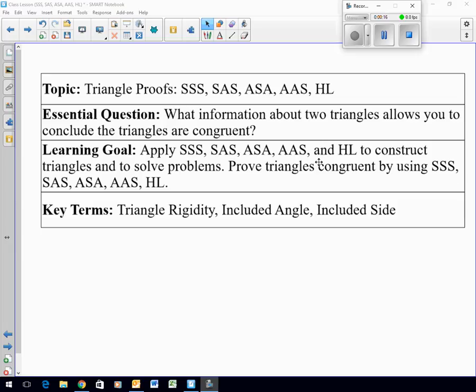All right, today we're going to talk about triangle proofs. We have 5 different ways to prove triangle congruency: side, side, side; side, angle, side; angle, side, angle; angle, angle, side; and hypotenuse, leg. What information about 2 triangles allows you to conclude the triangles are congruent? We are going to try and apply our theorems to construct triangles and to solve problems. We're proving triangle congruency using our theorems. Down here we have triangle rigidity, included angles and included side.